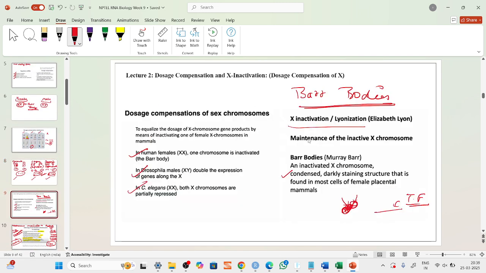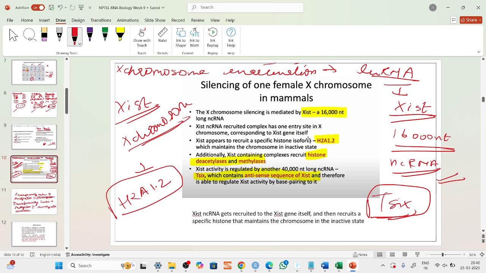Then we studied the Barr bodies. What is the meaning of a Barr body? A Barr body is the inactivated X chromosome, stored as a Barr body. And then we studied how Xist plays its role. It is a non-coding RNA of about 16,000 nucleotides, and it appears to recruit a specific histone isoform, macroH2A 1.2, which maintains the chromosome in an inactive state.